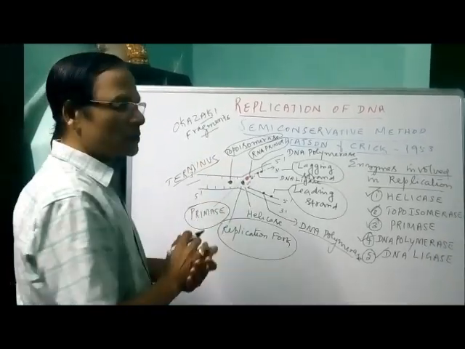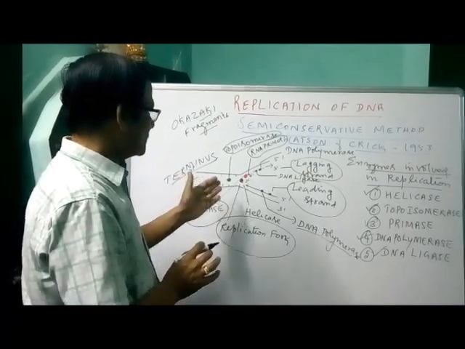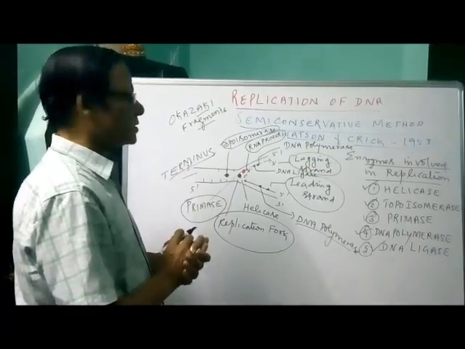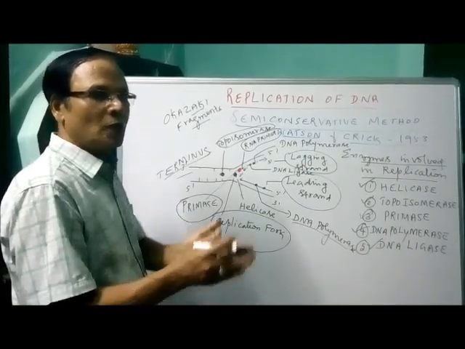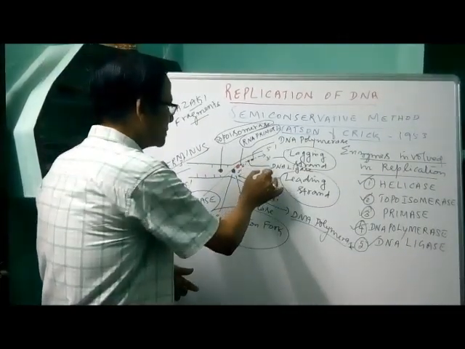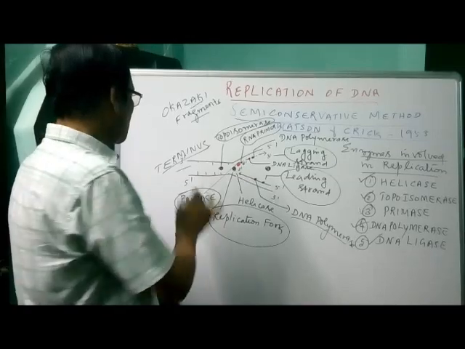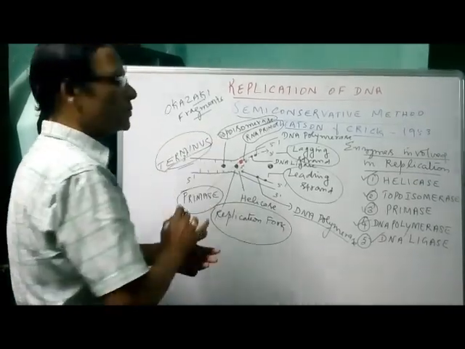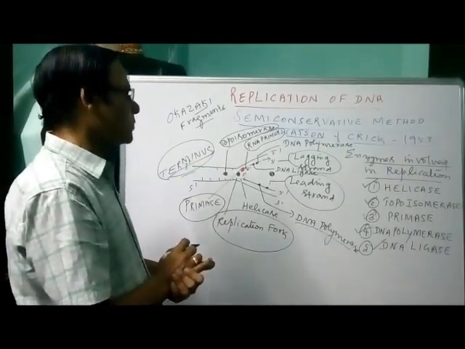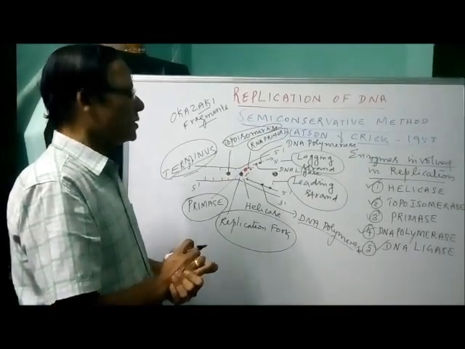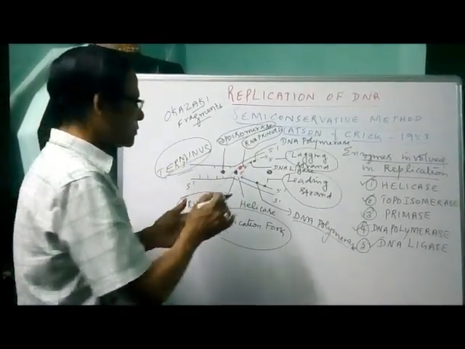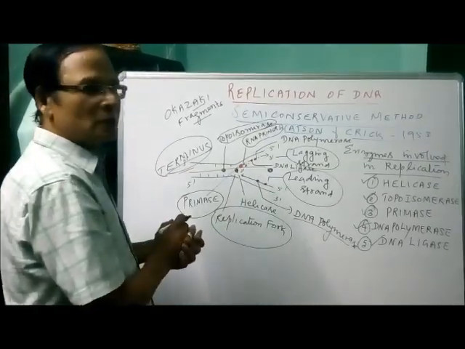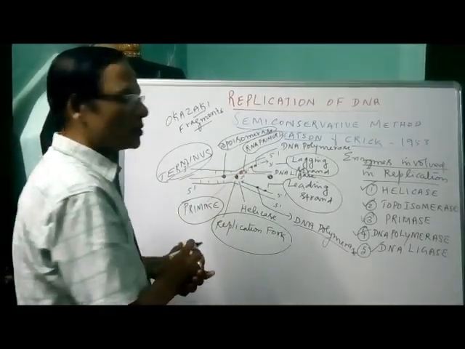The replication forks of the two strands meet at a region called the terminus region. This terminus region is present opposite to the origin of replication. Now this is the place of origin of replication, and this is the place of terminus, the stopping of the replication process. So anyway, in the semi-conservative method, out of the two strands produced, now we have one DNA molecule. This is another DNA molecule.